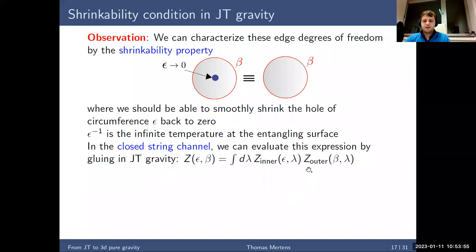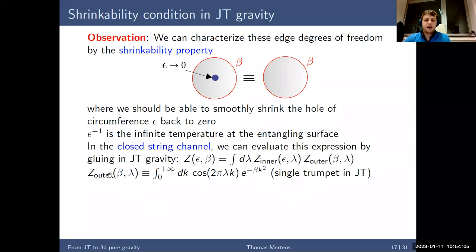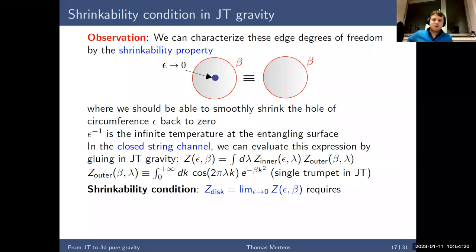So our total expression for this left-hand side, you can view it as a gluing integral over a gluing parameter that I call lambda of some inner object times some outer object. The outer object is just a single trumpet you would have in JT gravity. So you glue up to some geodesic that's in between the outer and the inner circle. And now, let's keep an open mind at this point and just see what the inner part here is supposed to be if we demand this shrinkability condition.